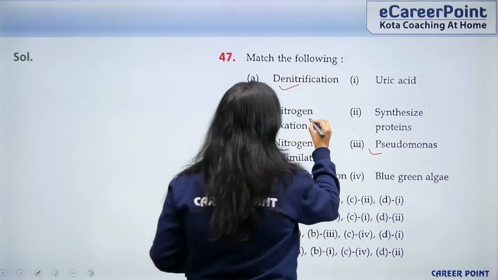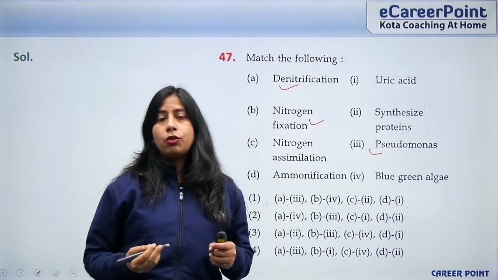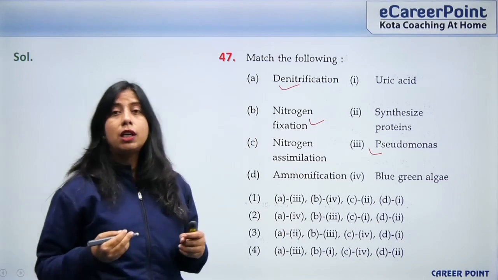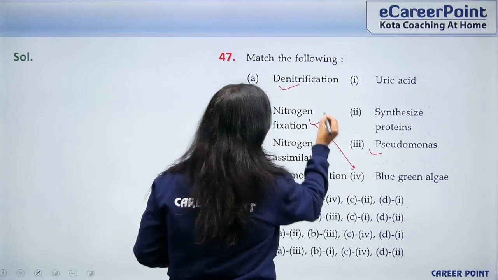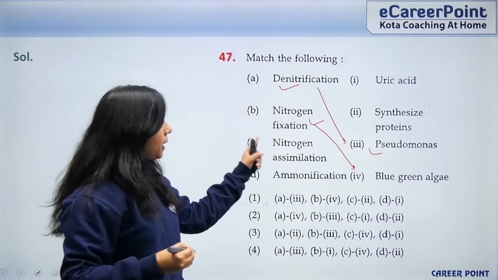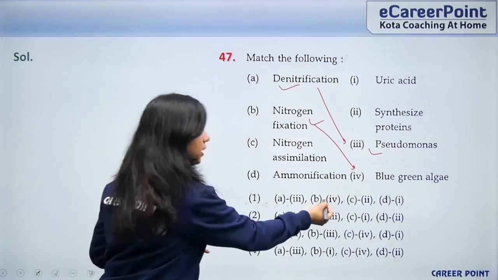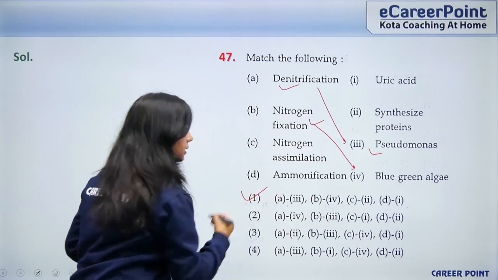If I talk about nitrogen fixation, atmospheric nitrogen is converted into its usable form. That is done with the help of blue-green algae. So according to that, option B will go with 4. So here it is 4. That means option number 1 is the right answer.